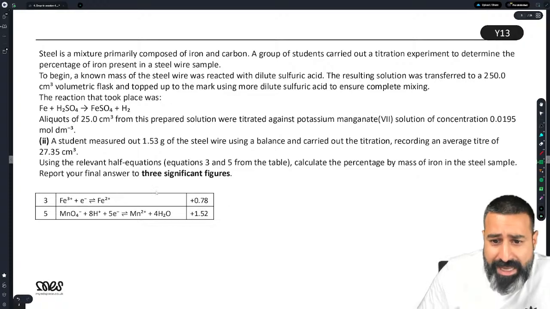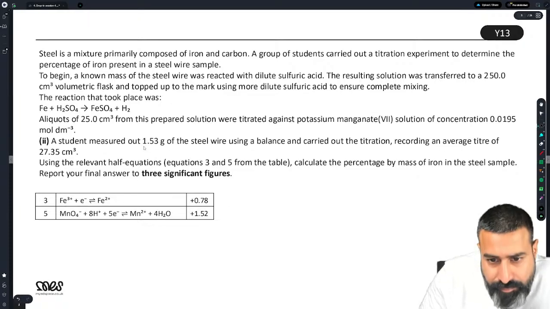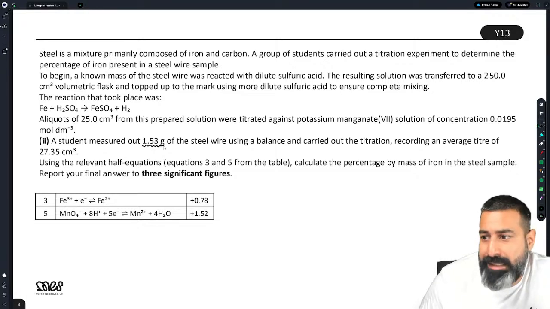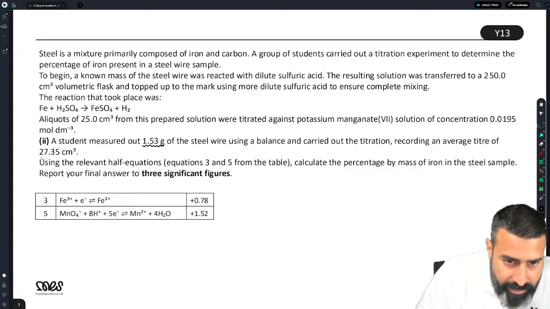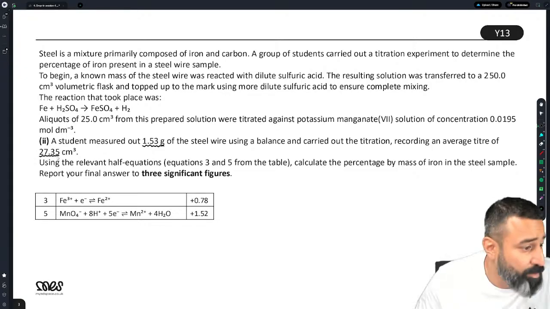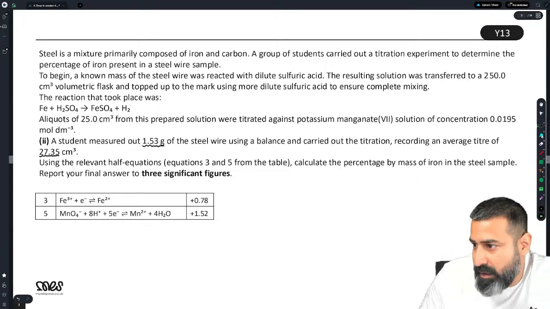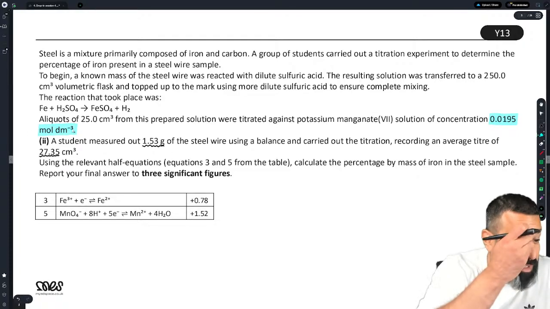So a student measured out 1.53 grams of the steel wire using a balance and carried out the titration, and they got a mean titer of 27.35. Yes, you had to just copy and paste it in. And then it had a concentration of the manganate solution of whatever's in the question. Okay, where do we start the calculation?